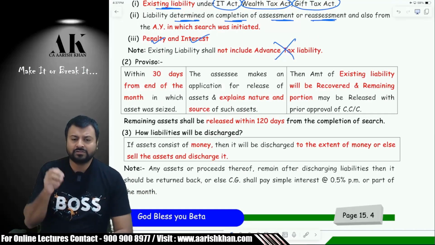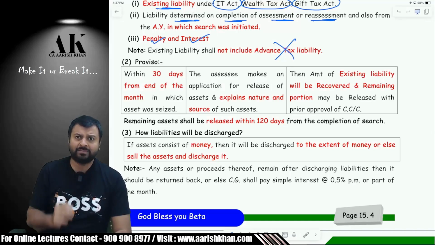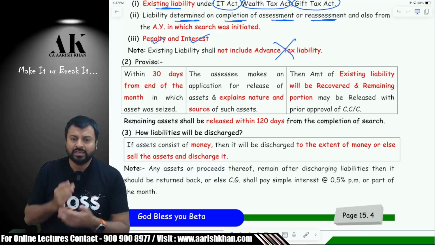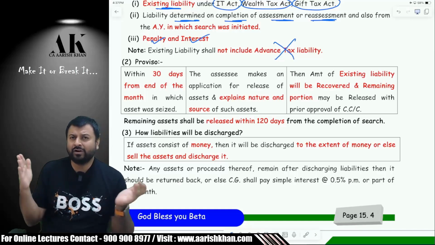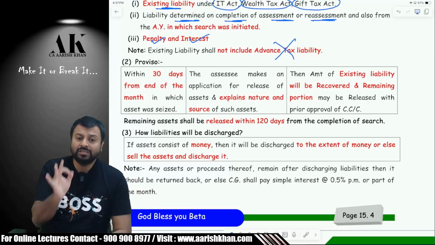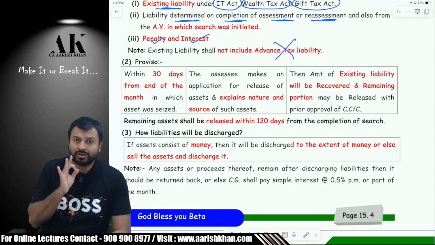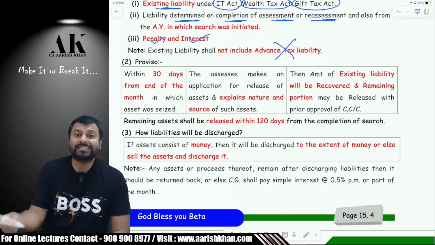Okay. Now, there is one proviso which is giving you some kind of benefit. Listen carefully. A very, very important proviso and a very important benefit is given by the department over here. Suppose today a search is happening, and if the department is seizing something and you are not able to explain the source, the department is giving you 30 days time from the end of this month. You can come and explain the nature and source of your asset, and then the department will give you back your asset after reducing the existing liability.